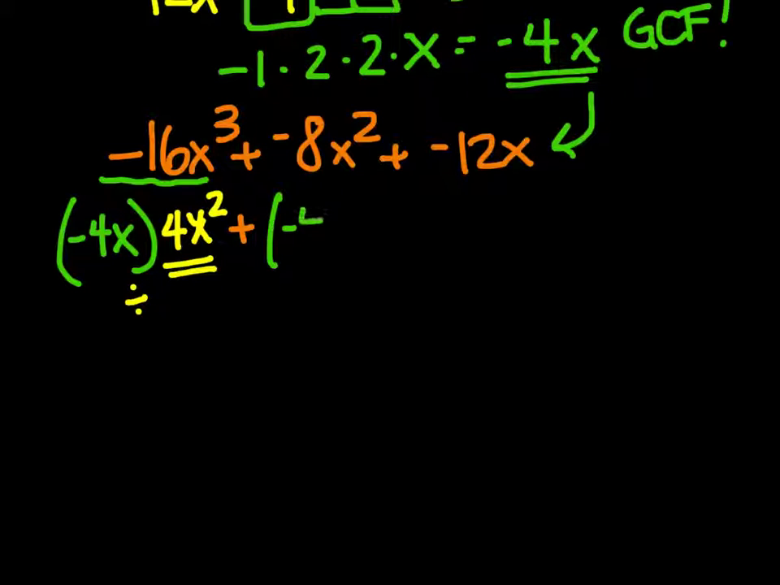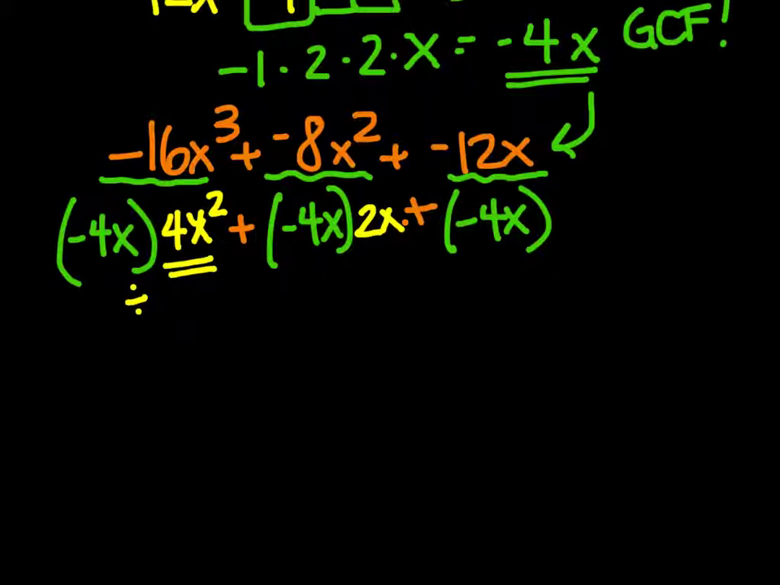So I'm going to do a negative 4x again, and I have the term negative 8x squared. If I take a negative 4 away from the 8, we get a 2, and if I take an x out, I have simply an x remaining. Same last little thing, I have negative 12x, so I'm going to write a negative 4x. If I take negative 4x out of that, I end up with just simply a 3 left over.